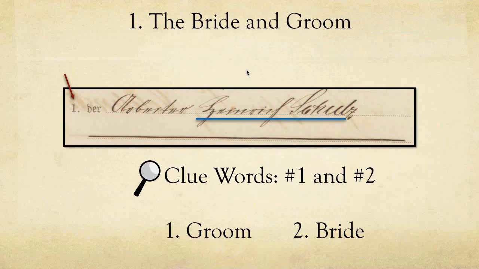Now remember, the occupation will be listed before the groom's name. So here we have the groom's name underlined in blue and his occupation underlined in red. And he is an Arbeiter, and that is a laborer. So the laborer, Heinrich Schultz, is our groom.